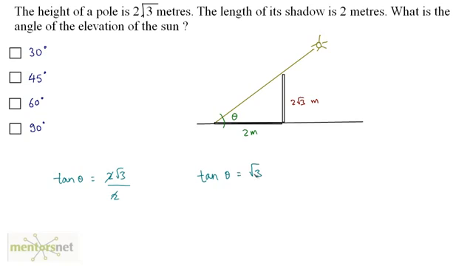Now if you refer to the trigonometric table, you'll find that tan of 60 degrees is root 3. Right? So I have theta is equal to 60 degrees. So the answer is option C. You should remember the trigonometric table properly in order to solve such questions.